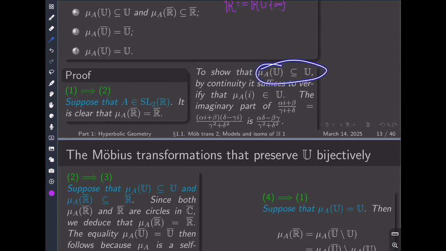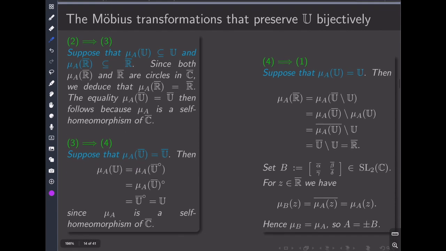And it preserves U. Just by continuity, you just have to check that some point in U is sent to some point in U. So you take your favorite one, you compute, and you compute the imaginary part. This is 1, this is positive. Okay, and you keep going. I'm not sure I want to stop here and just read, so I'll just keep going.